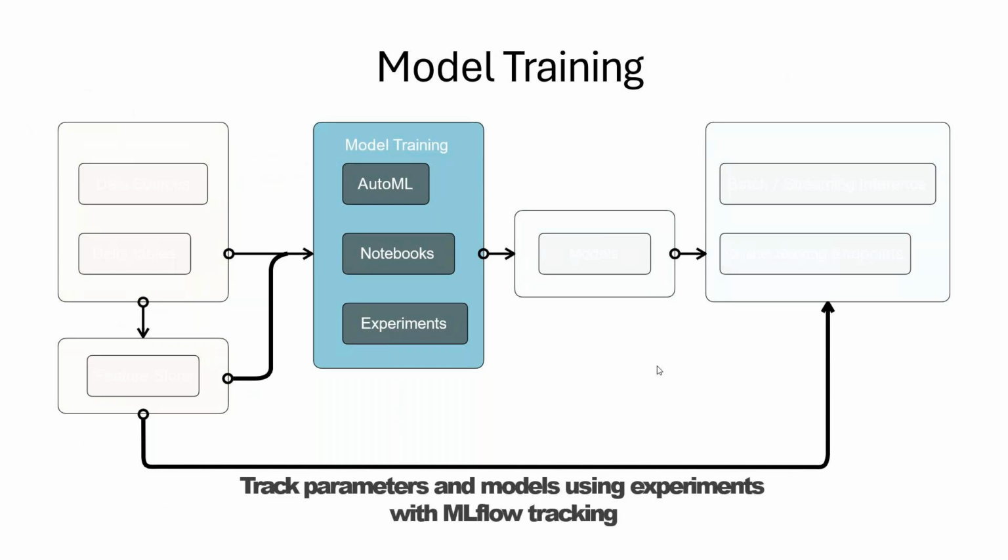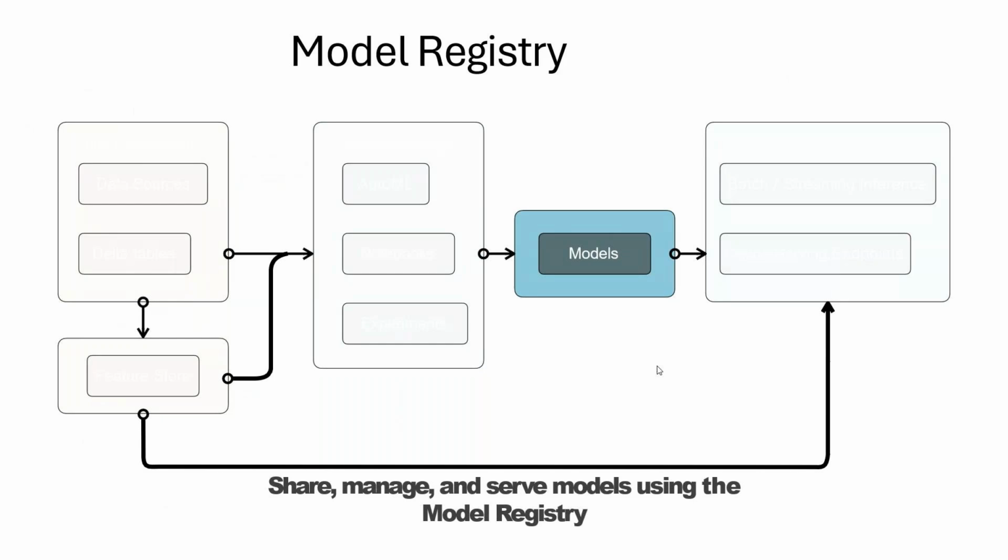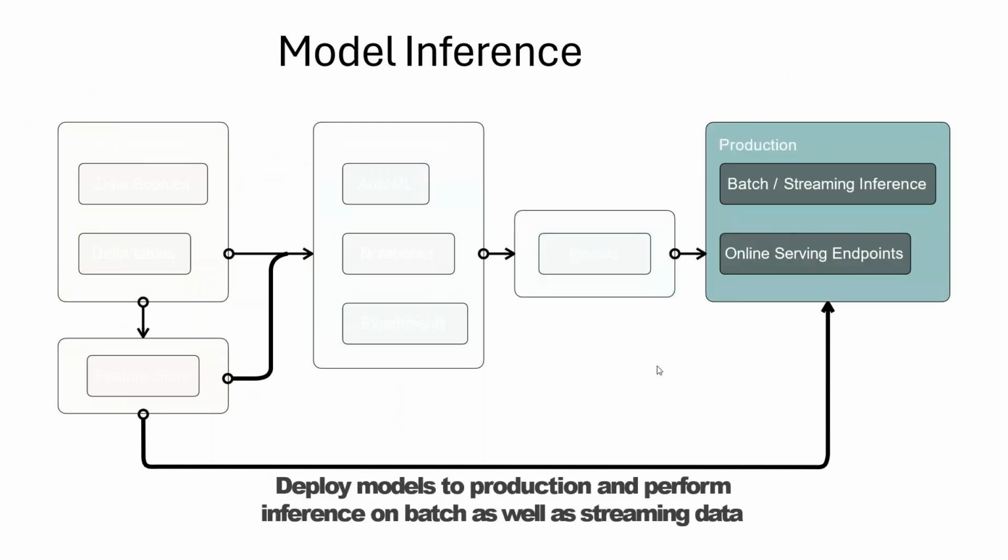Here, you can also track parameters and models using an experiment with MLflow tracking. Once the model is trained, you have a model ready, which can be used. In this part, you have a model registry. The model registry can be used to share and manage models. And the last one: if you want to deploy the trained model to production, we call it model serving, and that is done.